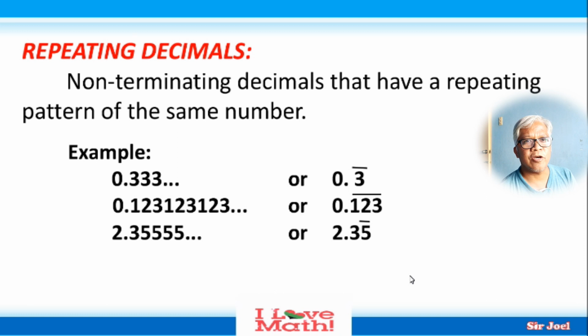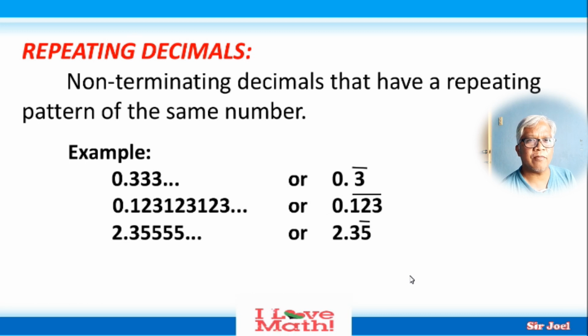Example, 0.333 ellipses. Pwede siyang isulat as 0.3 then with bar on top. Same with 0.123, 123, 123 ellipses. Pwede natin siyang i-rewrite as 0.123 then with bar on top. If you notice, yung first two examples, lahat ng decimal parts ay inulit kasi may guhit. Walang naiwan sa decimal part na hindi na ulit. Ito yung sinasabi nating pure repeating decimal.